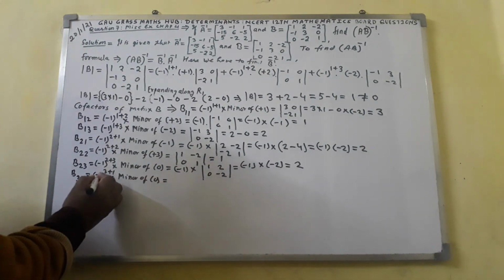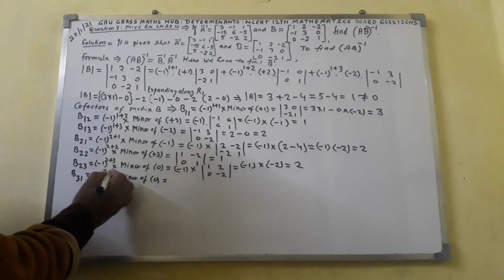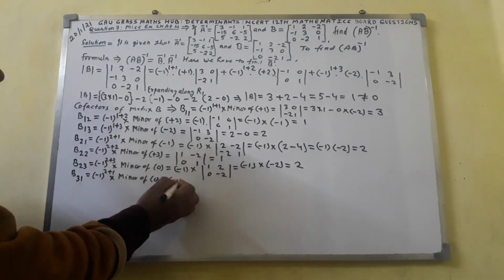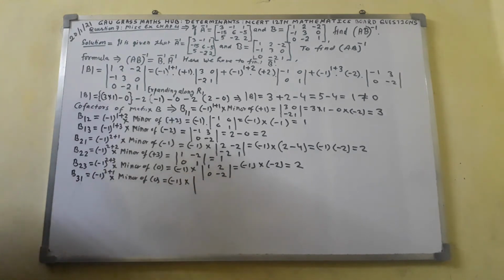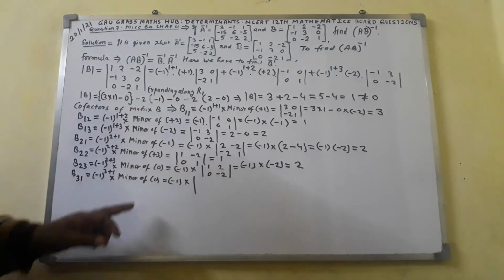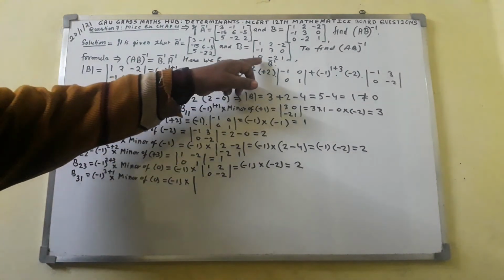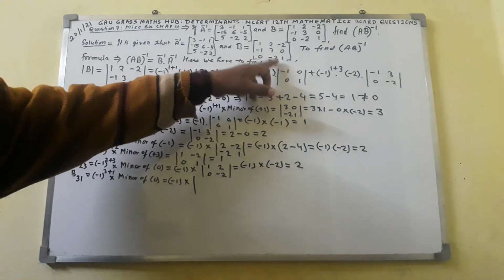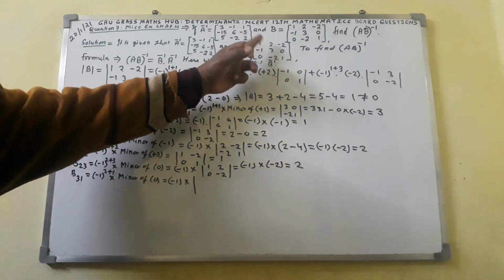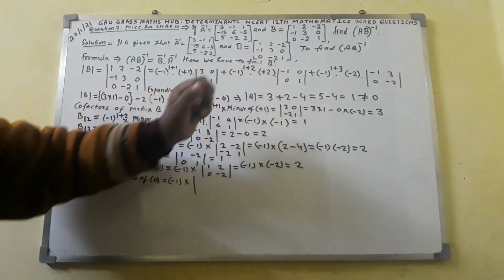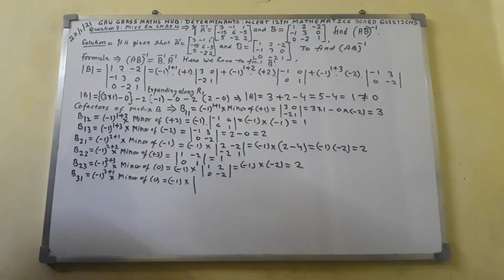Minor of 0 comes out to be, here you will get minus 1 raised to the power 5. Comes out to here minus 1. Multiply 2. And get the minor of 0. So this 0 is there in third row and first column. The third row and first column will be hidden. We will get the minor as 2 minus 2.